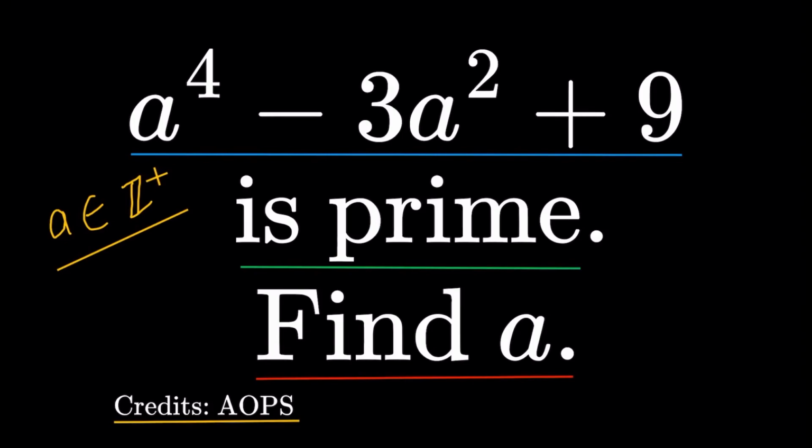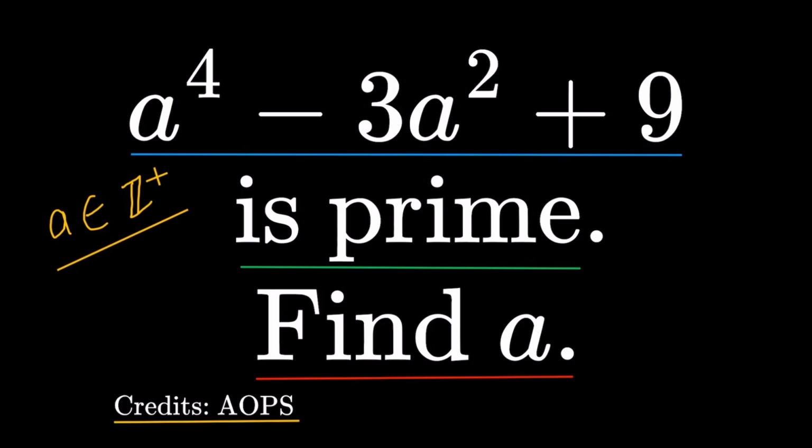A to the fourth minus 3a squared plus 9 is a prime number. Find the value of a that is a positive integer. Credits to the Art of Problem Solving community for this item. As usual, pause this video if you'd like to give this item a try. But if you're done, let us dive into the solution.